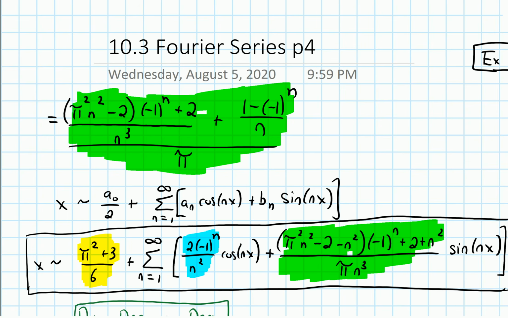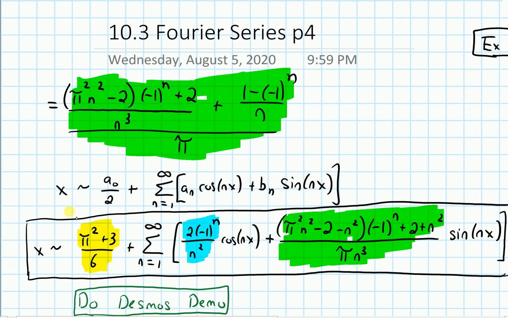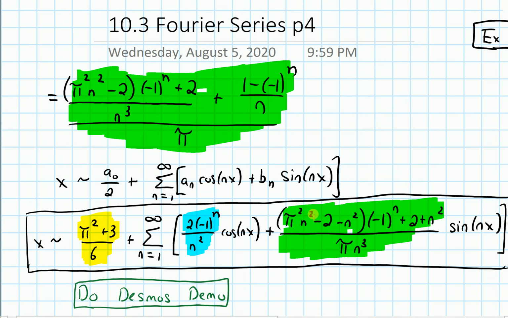What I want to end this video by doing is using Desmos to graph this Fourier series, and just answer the question: is it close to my function here? And actually my function wasn't x. I forgot to write f of x. Our function wasn't x here, it was f of x. So our function f of x, our piecewise function, is approximated by this Fourier series. Let's do a Desmos demo to see how good this approximation is.